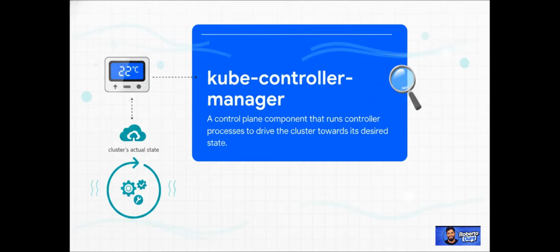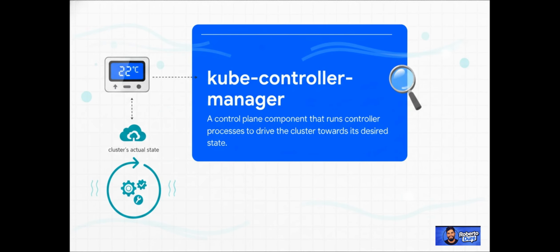Next up, we have a really cool component called the controller manager. The thermostat analogy here is perfect. You, the user, set the desired state. Let's say you want 3 copies of your application running. The controller manager constantly observes the cluster's current state.